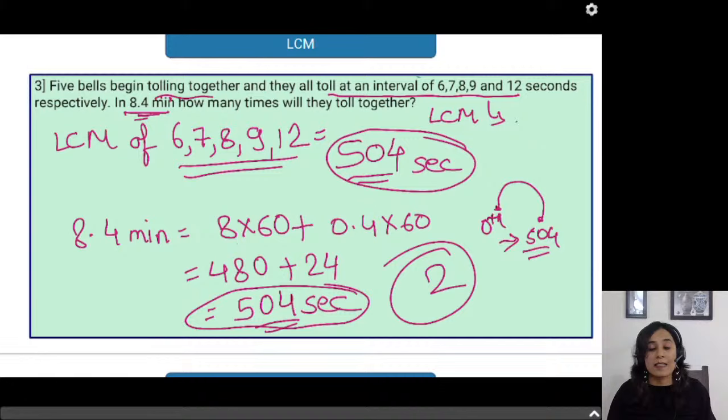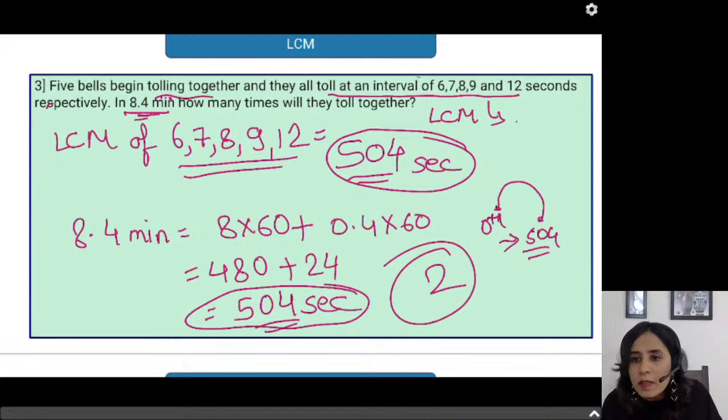Guys, understand the question properly. There was a slight catch in this question because the question already said five bells begin tolling together, and then they are tolling together after this interval. Most of the people have solved the question correctly. They have also got the LCM as 504, which is correct, but then they missed reading the question. The question says that they have already begun tolling. So do remember that. Yes, we have Suprava who is saying 2.